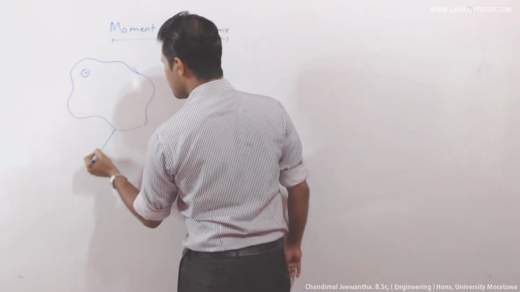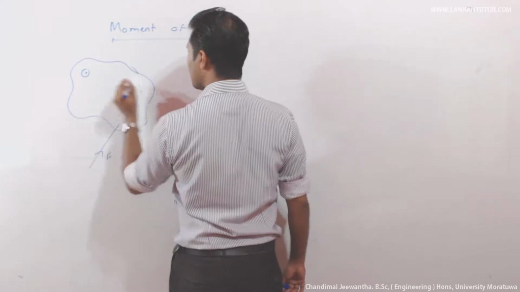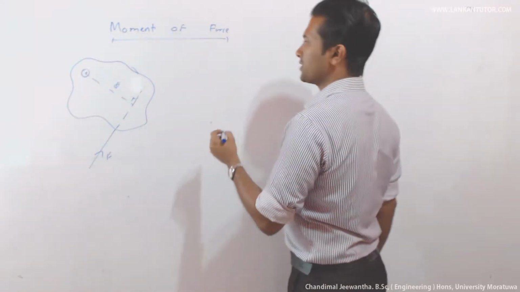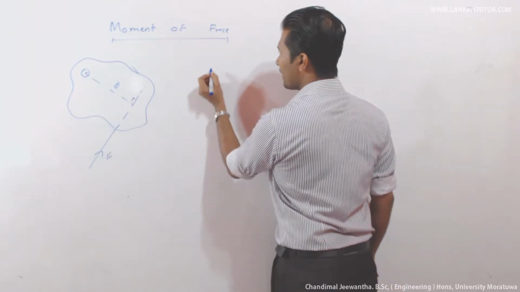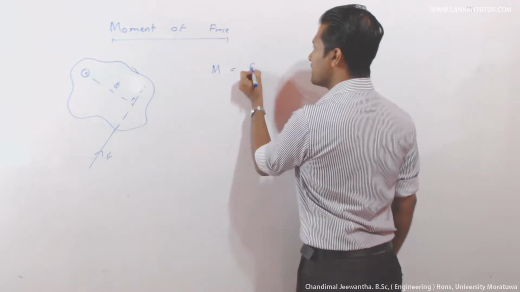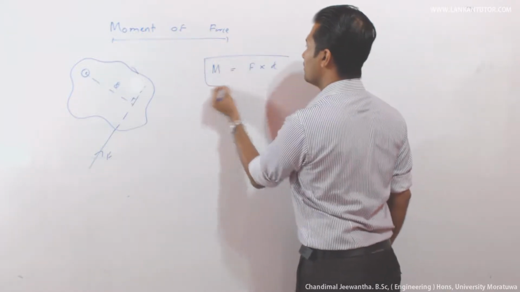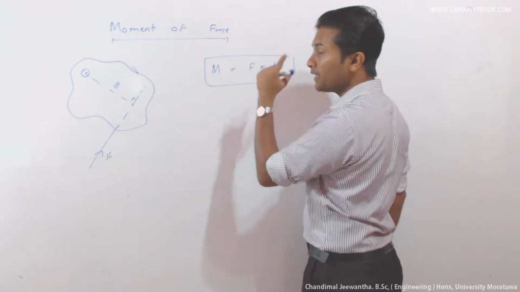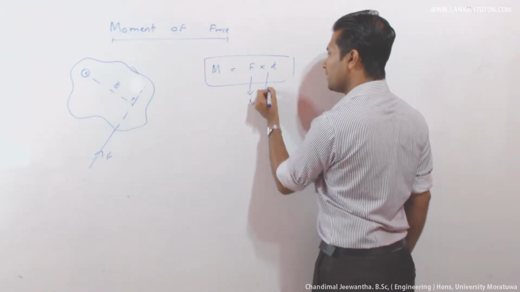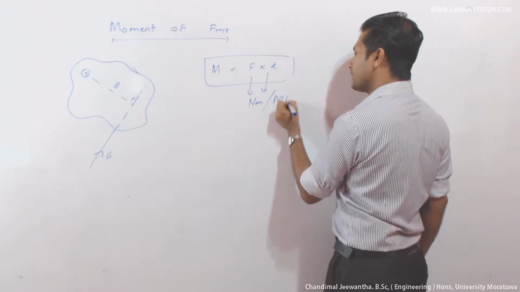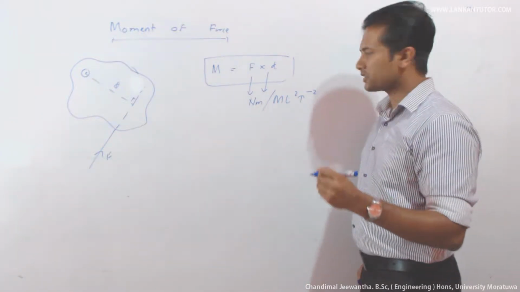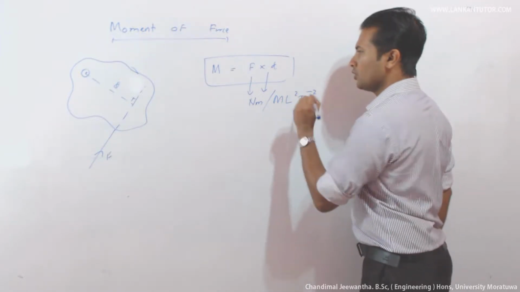what you have to do is take the force, it should be multiplied by the perpendicular distance. So instead of moment, M can be used, which is equal to F into d. F is the force, d is the important perpendicular distance. So you can take the unit as Newton meters and the dimension ML^2 T^-2.